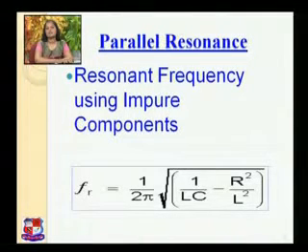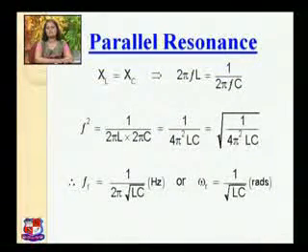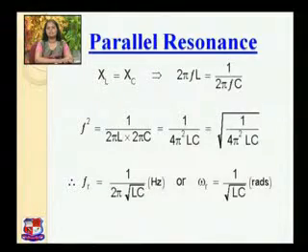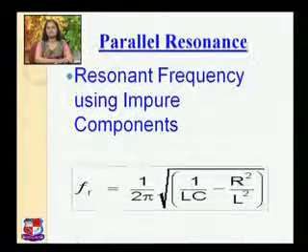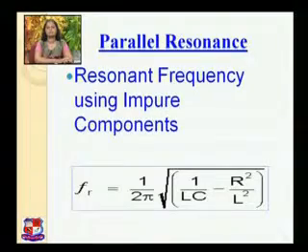If you are considering the effect of resistance and inductor, it is under root of 1 upon LC minus R square by L square. Actually the value of R square by L square is very small, so you can neglect it, and your equation becomes like this: 1 upon 2 pi under root LC. But for accurate calculation we use this equation.